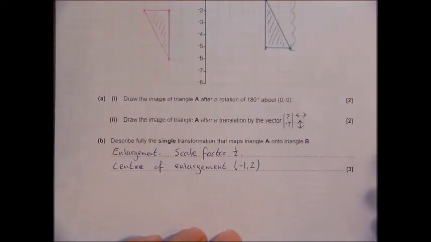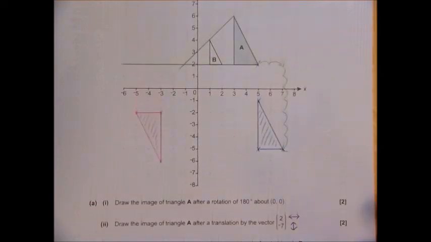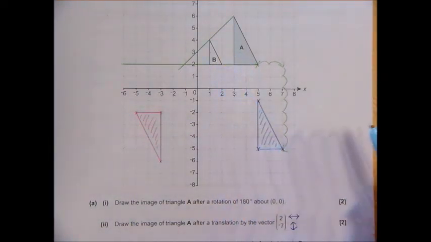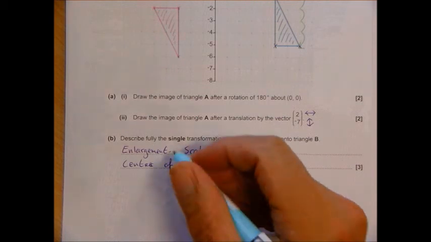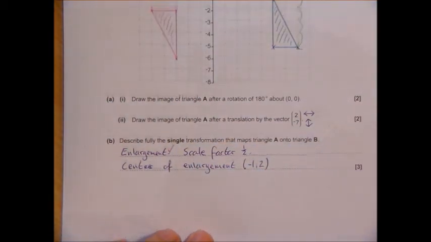Part B, describe fully the single transformation that maps triangle A onto triangle B. Right. Actually, there was a bit of multiplication earlier, which got you a mark. It's probably even easier than that. How do you get from A to B? Your first mark is enlargement, and if you've written that and only that, you get yourself 1 mark. The rest of it is a little bit tricky. I'll show you what I've done.